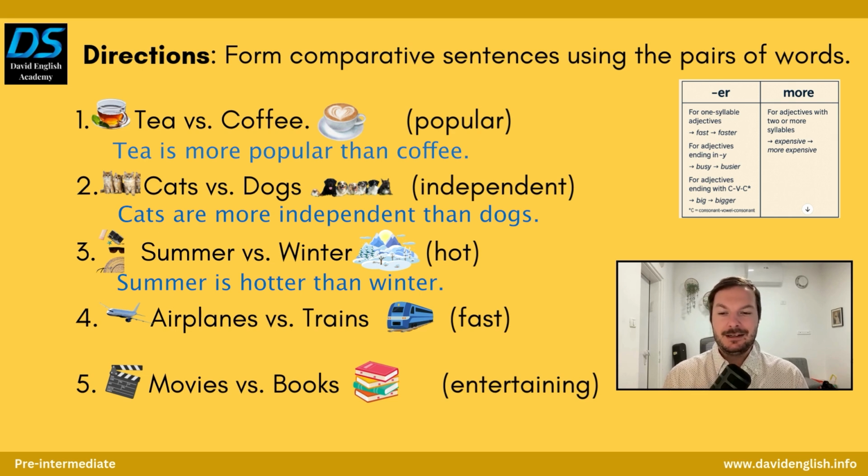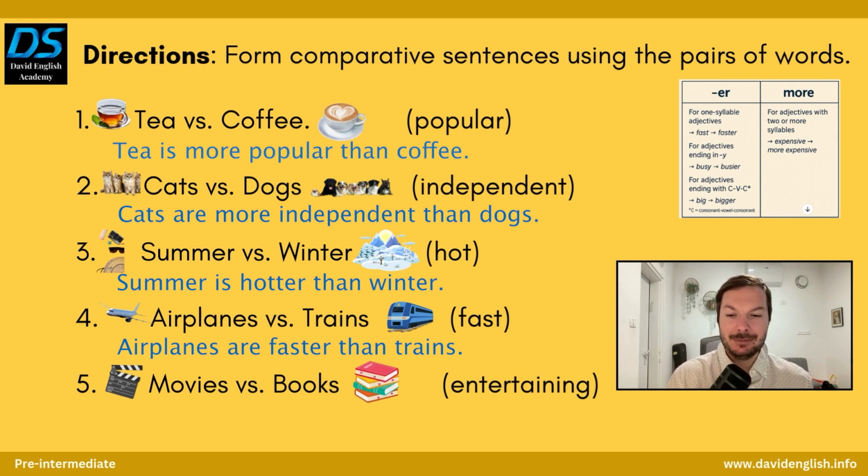Number 4, airplanes versus trains. So we have the word fast. Fast, it's a small adjective. We're going to say faster. Now, which do you think is faster? The trains or the airplanes? The answer is airplanes are faster than trains.